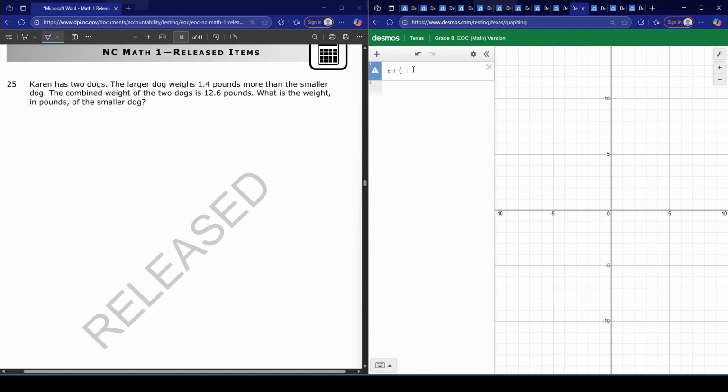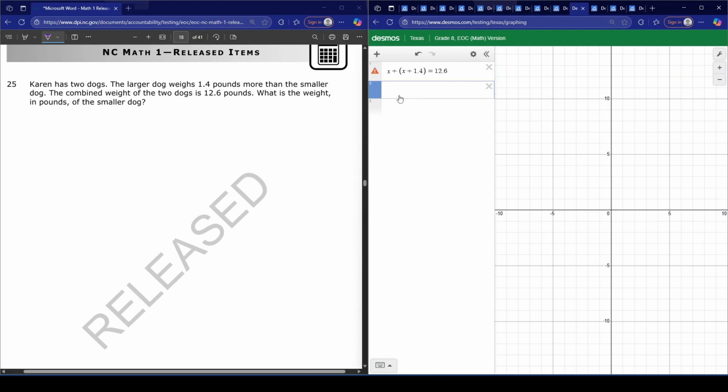But the large dog only weighs about 1.4 pounds greater than the smaller dog, right? So we have small dog plus big dog, which is represented in parentheses, equals 12.6 pounds, okay? 12.6 is the combined weight, so let's see, 12.6, okay.